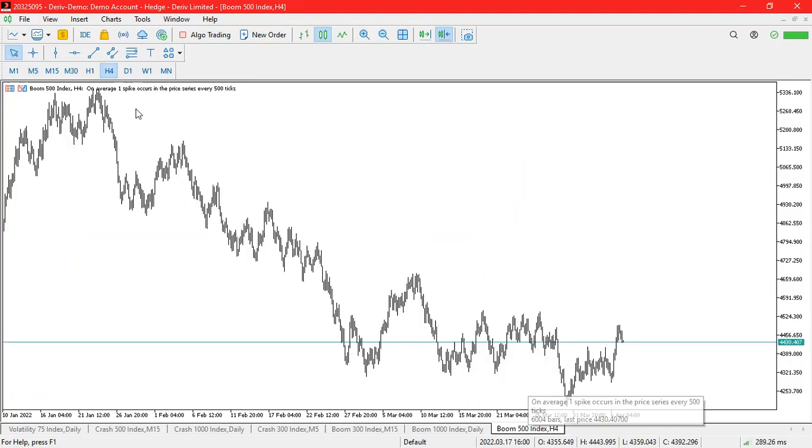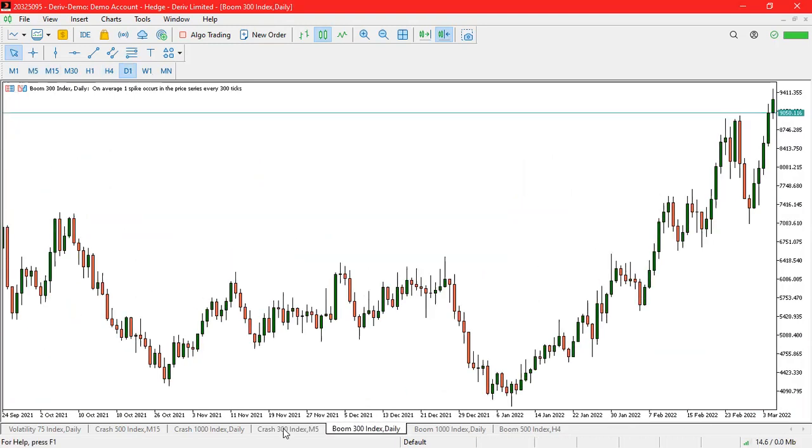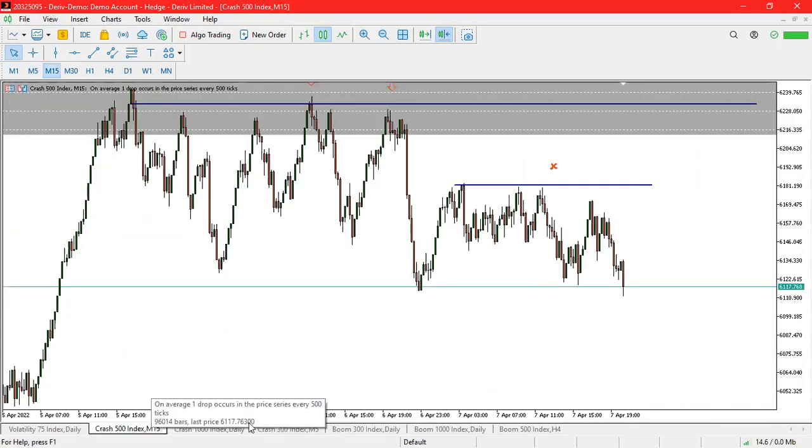Then switch back again to the daily chart on Boom. Let's check Booms. Booms, they are very slow. I wanted to show you Booms, but they are very slow, in the meantime, of holding those trades there.